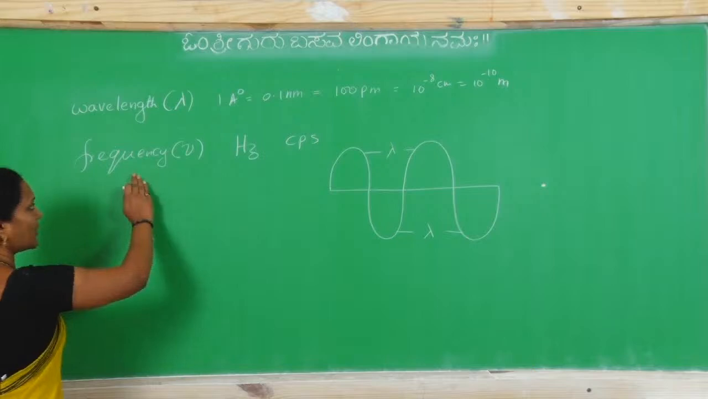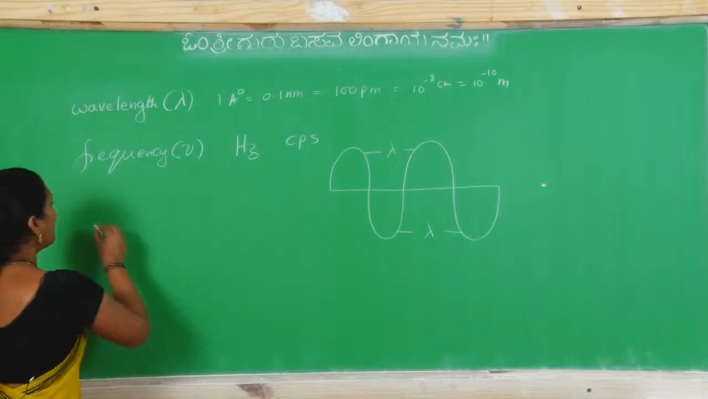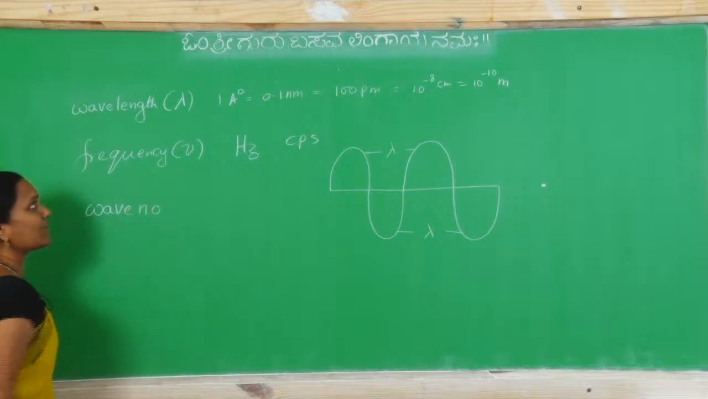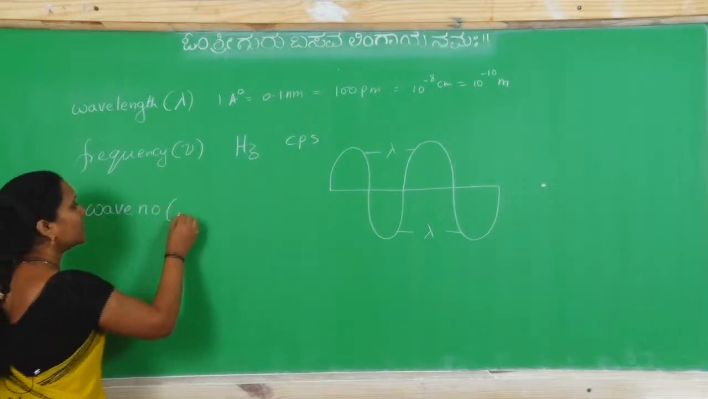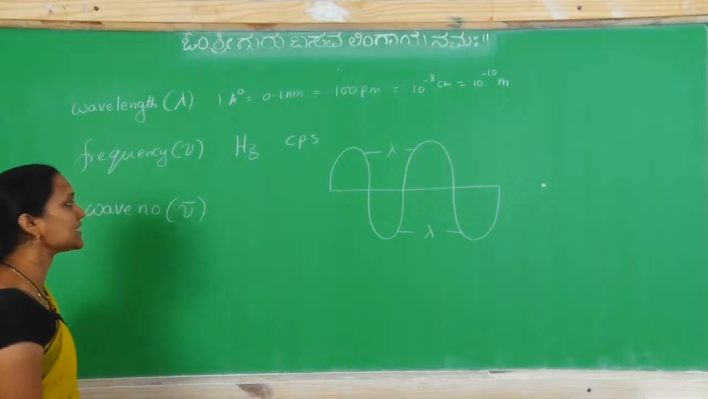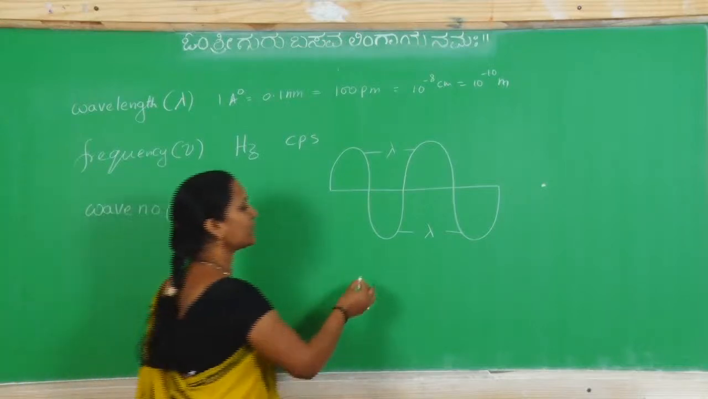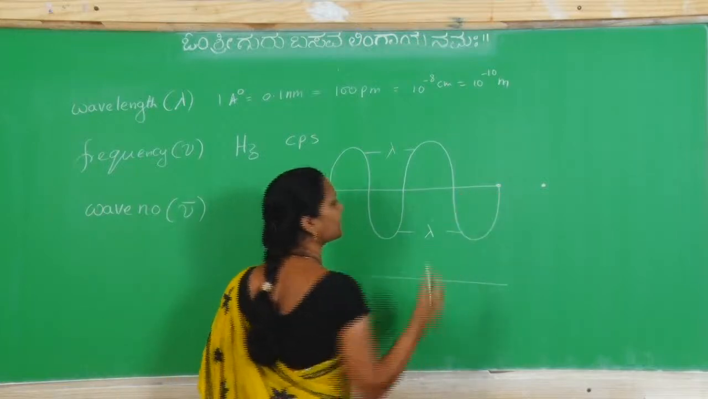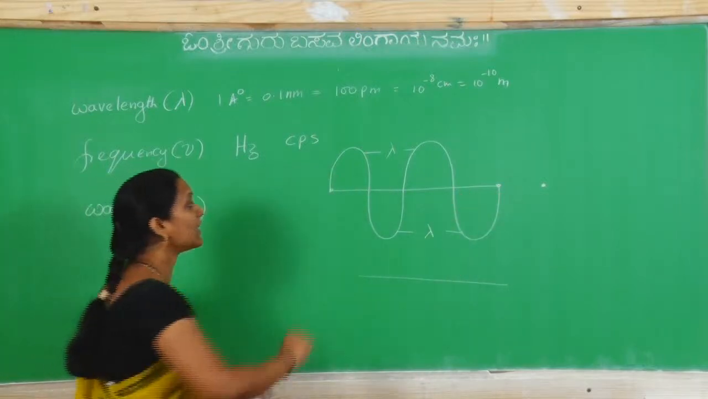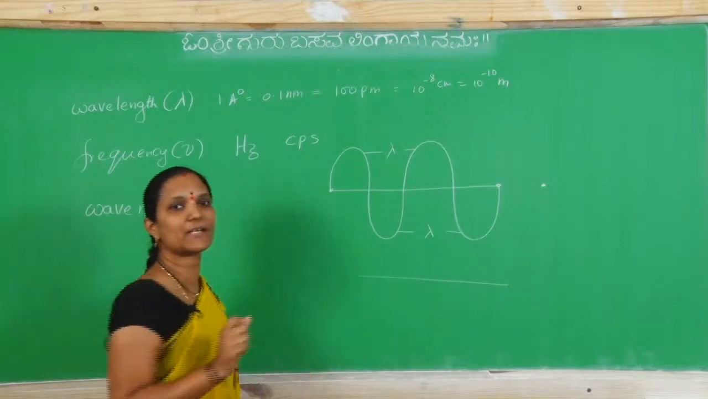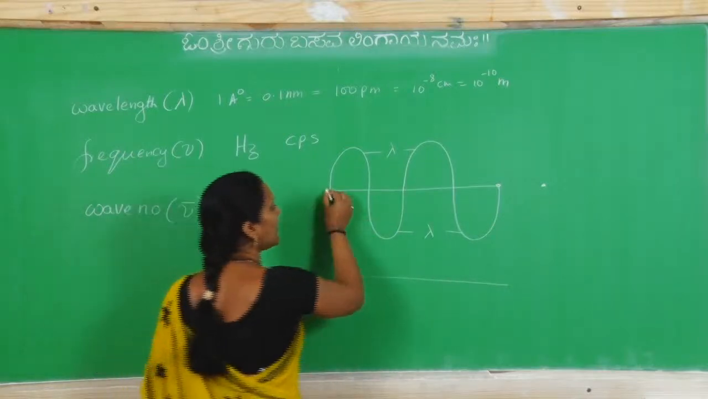Okay, this is frequency. And next one is wave number. What is this wave number? Wave number is represented by nu bar. Here we have to take one unit length. The number of waves present in that unit length, how many waves are present in that unit length? That is called wave number.